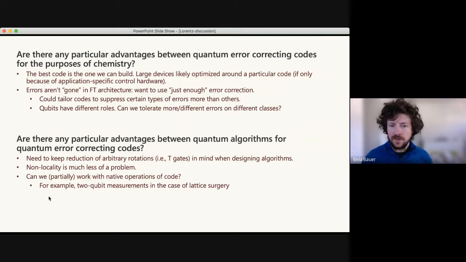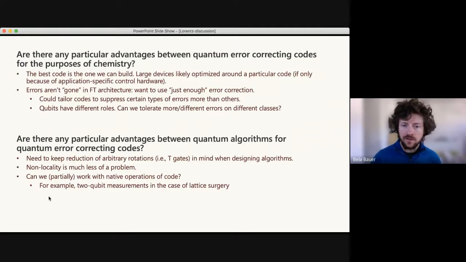Then the flip side of this: are there any particular advantages between quantum algorithms for quantum error correcting codes? The thing I already mentioned is that we really need to think about suppressing the number of T-gates. One thing is that non-locality is much less of a problem, I think, in these fault-tolerant approaches because of quantum state teleportation. So you can usually overcome non-locality with very low costs.